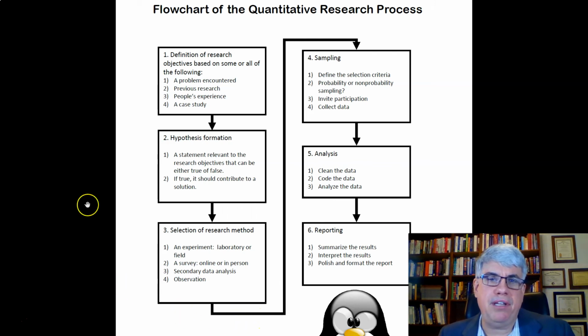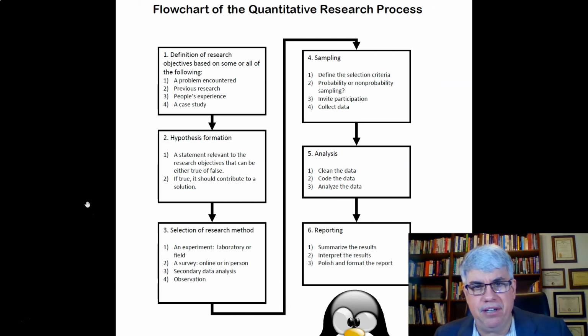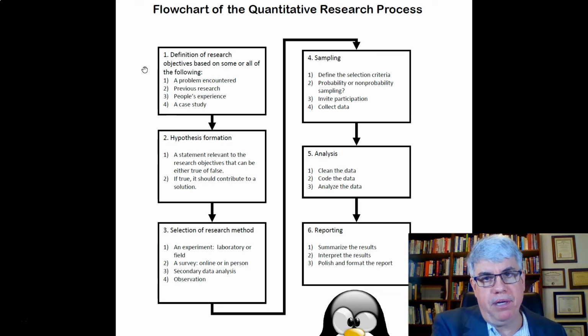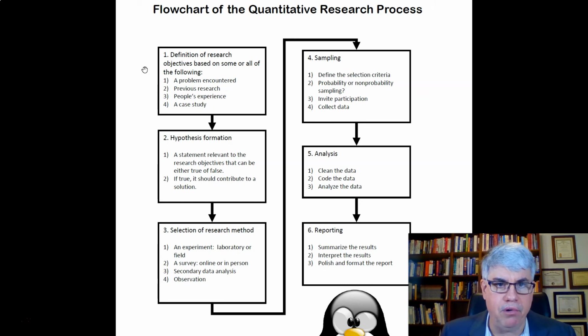So, kind of summarizing what we just saw, but in a linear fashion, where we start off with the definition of the research objectives based on something. It can be a problem that we've encountered in our lives or in our organization. It can be based on previous research. We've read about previous research that's really useful, but it's not quite enough and we need to do more.